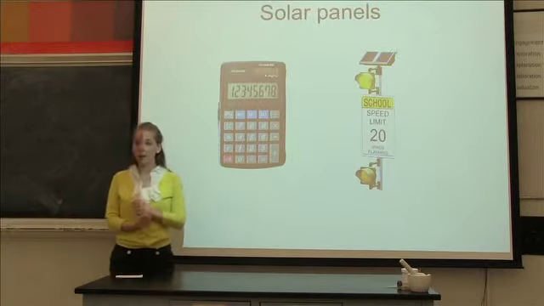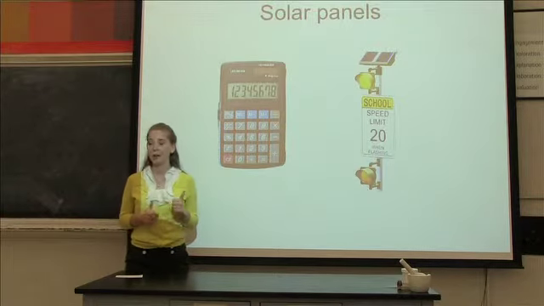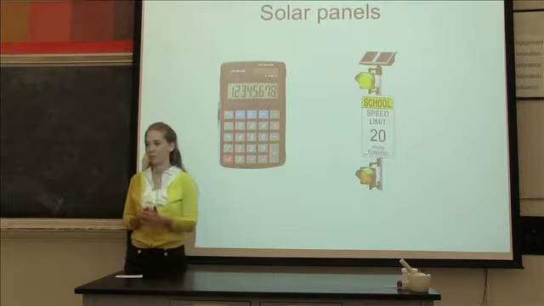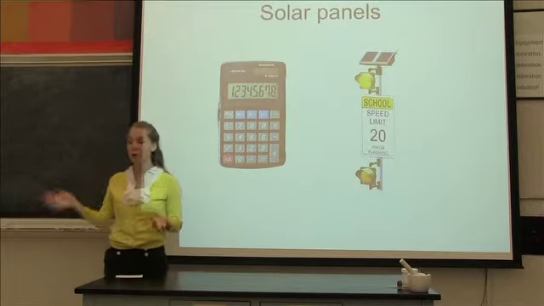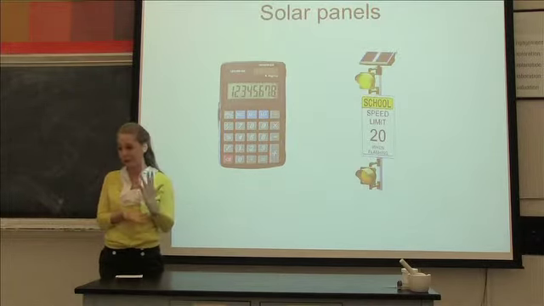Water. What about our solar panels? What kind of renewable energy do they use? Sunlight. Very good. So sunlight's actually something you can use over and over and over again because we have a never-ending supply.